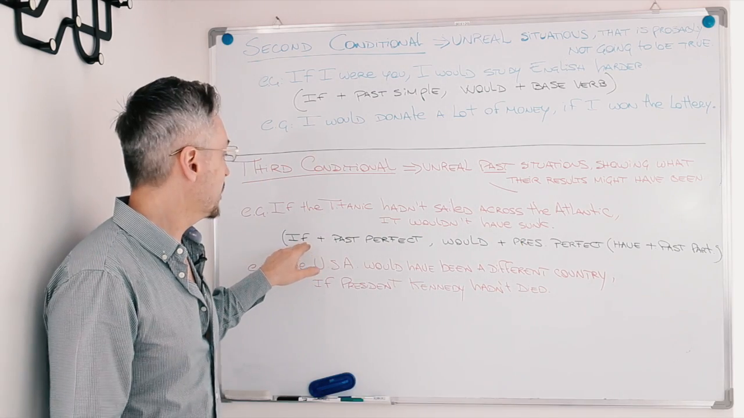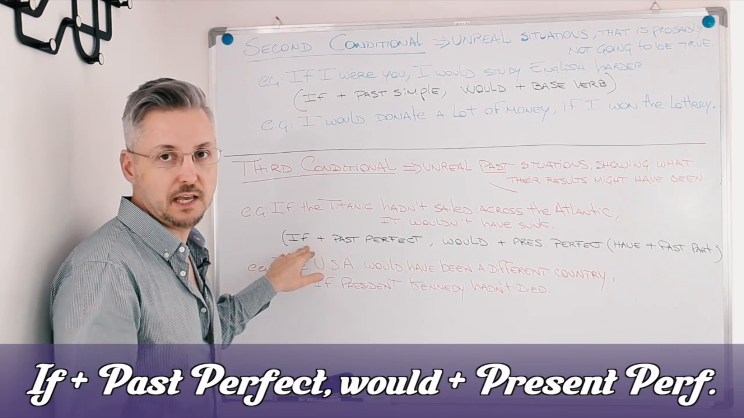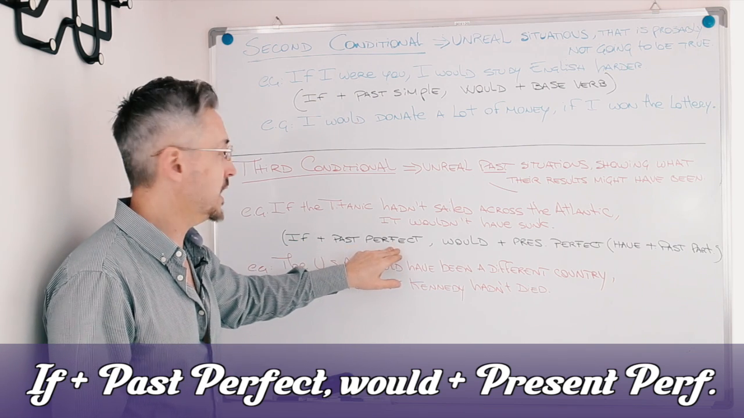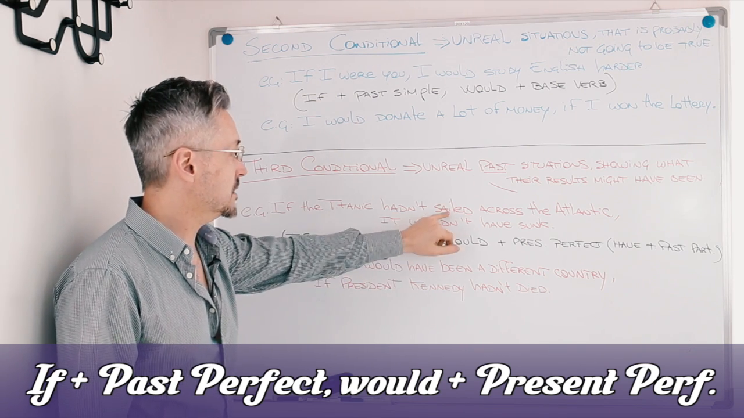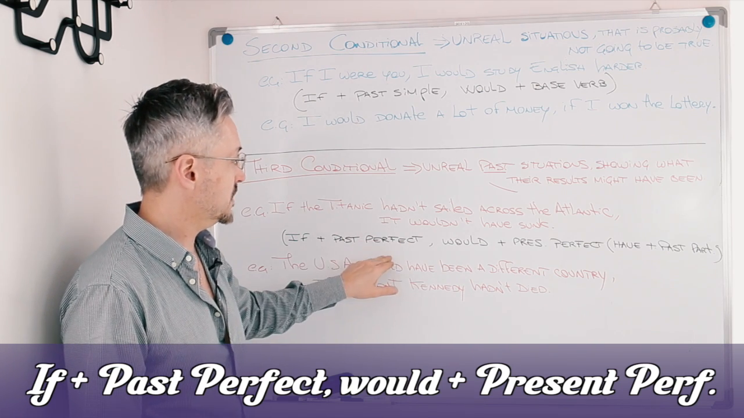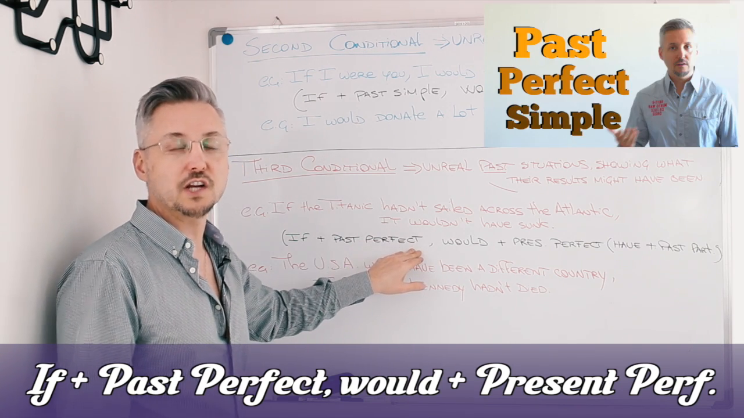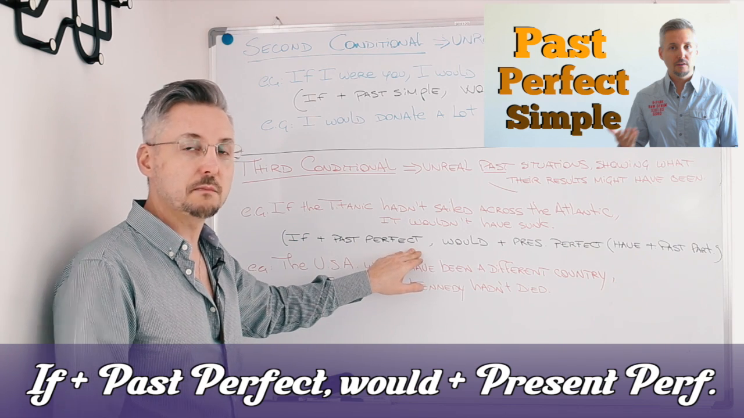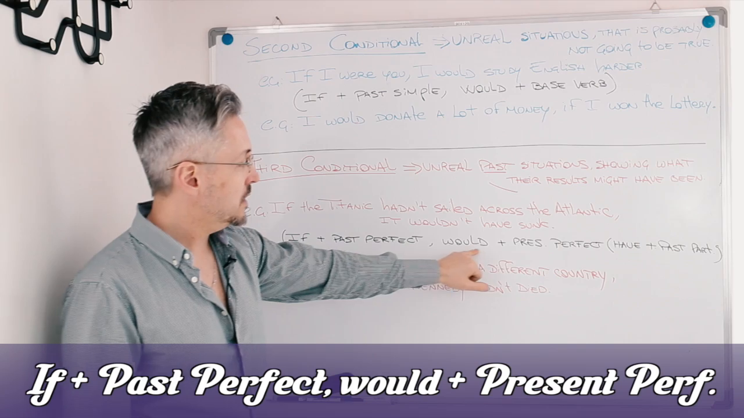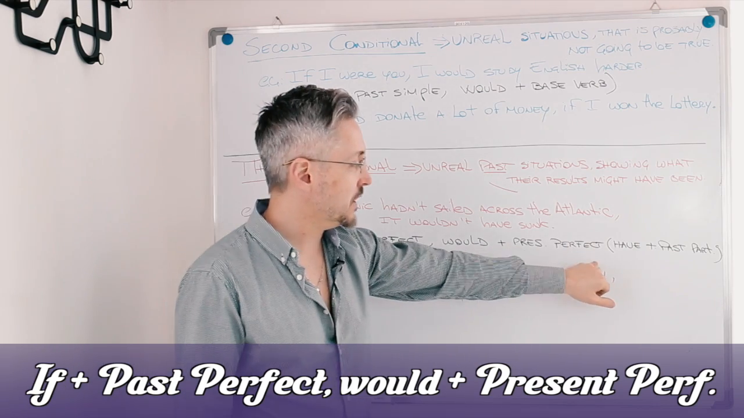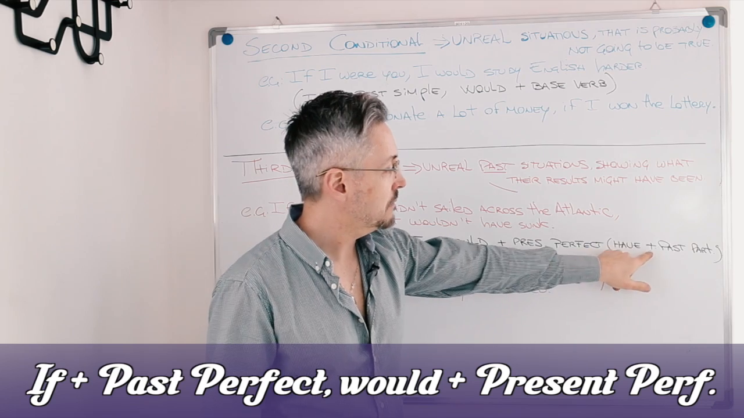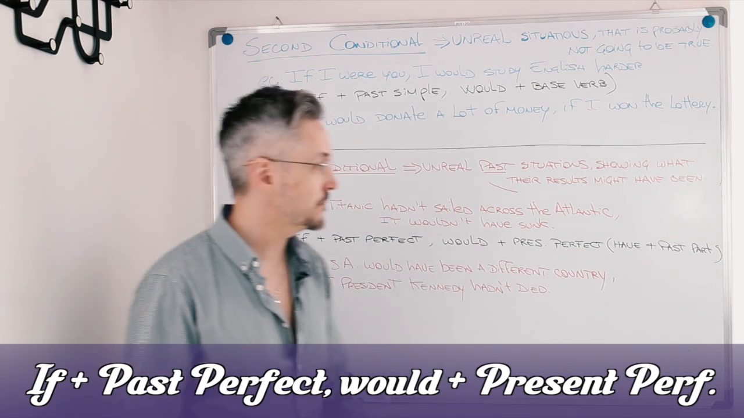We have the first part, which is the condition, if plus past perfect. So had plus the past participle. So that's the past perfect. If you want, you can watch another video where I teach the past perfect. Then the second part is would plus the present perfect, have sunk. Have plus past participle.